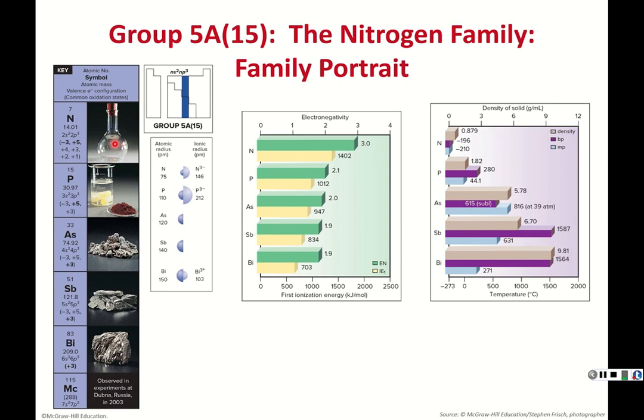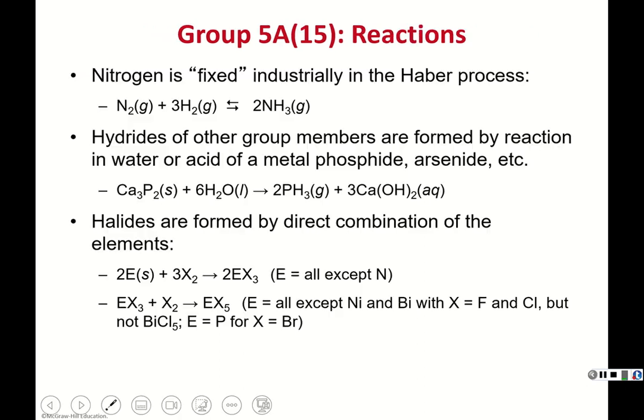You have nitrogen gas, colorless, it's a gas. Phosphorus, there can be different forms of it. Here's red phosphorus and white phosphorus, arsenic, antimony, bismuth. Okay, some reactions. We talked about nitrogen being fixed by the Haber process. That was an important one.